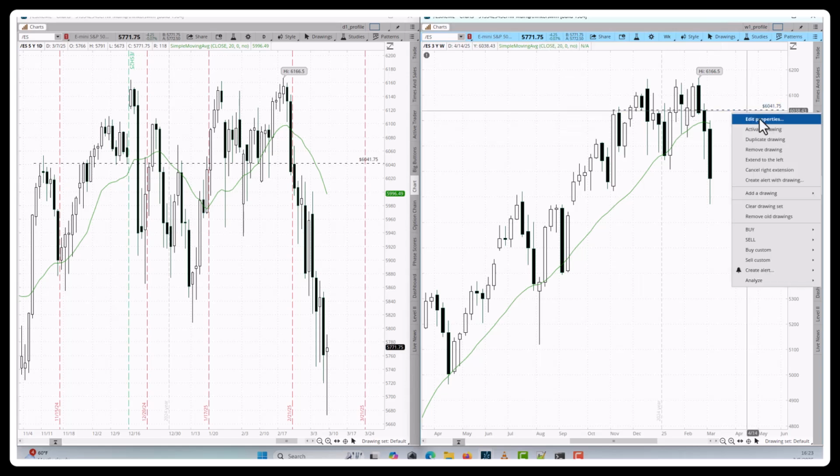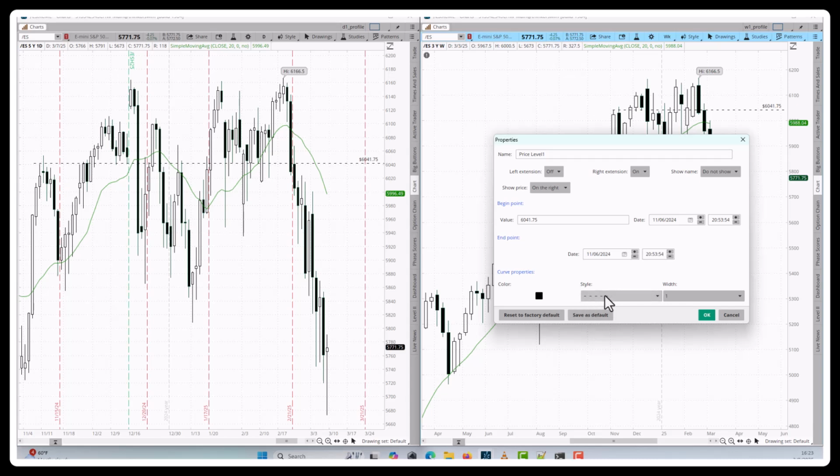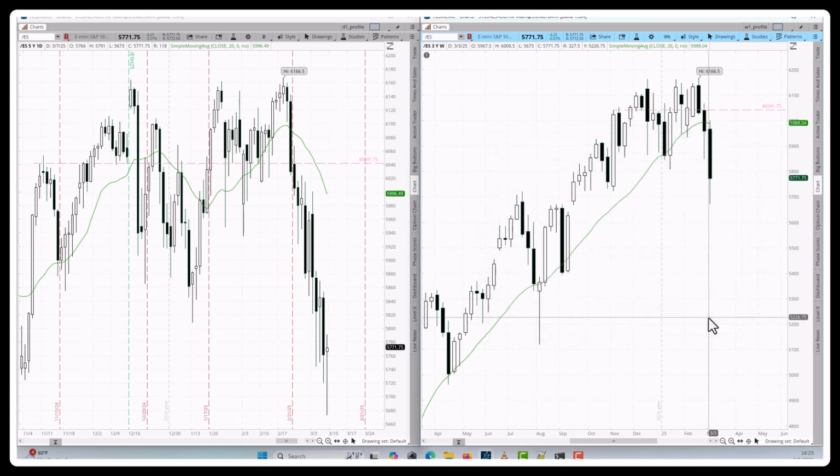Because this is the weekly, we have a different color code. I think we did this on the daily; this is our daily, and then it's our weekly. All right, so that's our weekly level. Let's mark the high and the low of this candle, so we can probably get an idea of why the market is doing what it's doing.